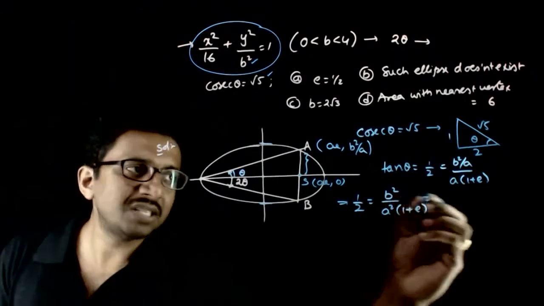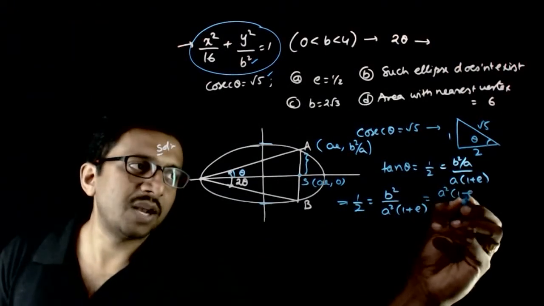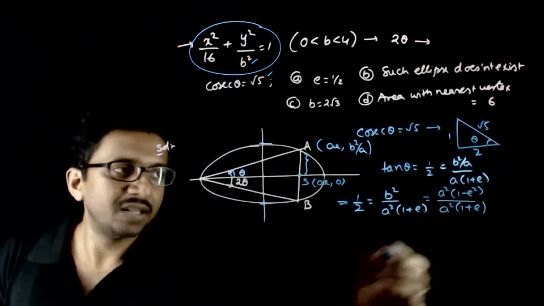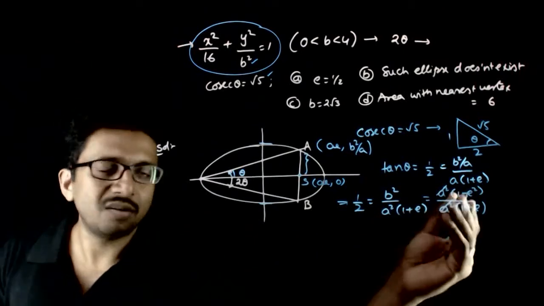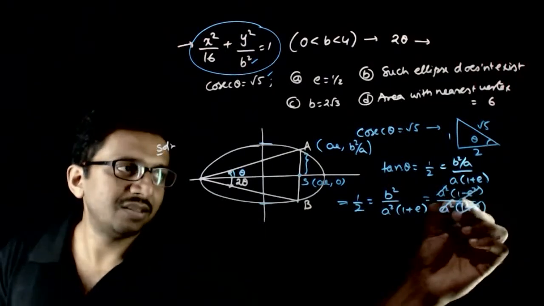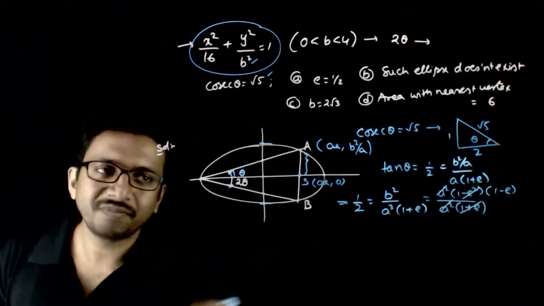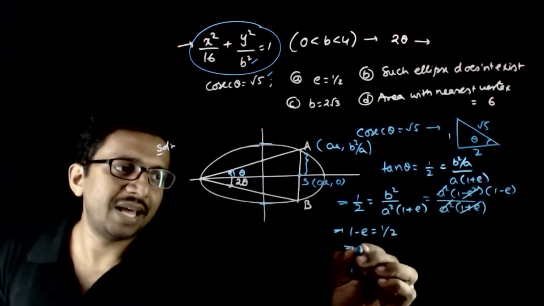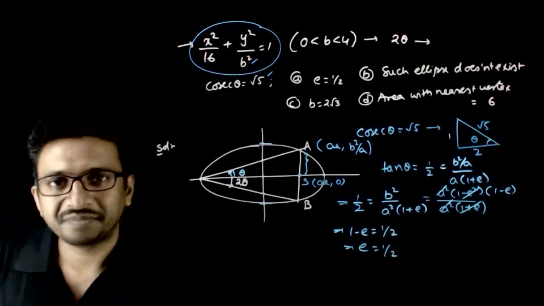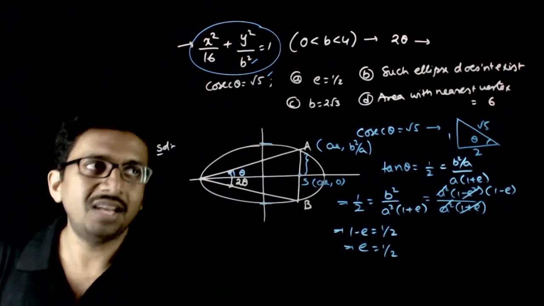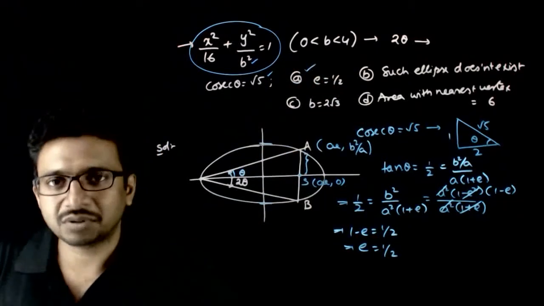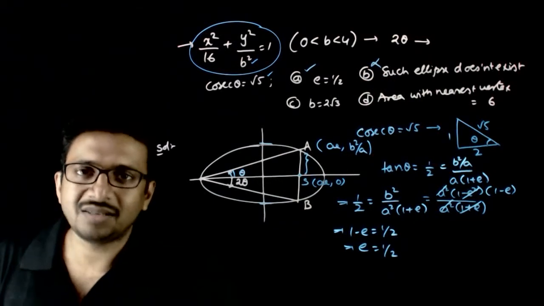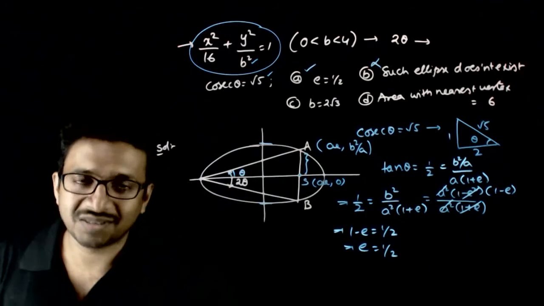And we know that b square is equal to a square times 1 minus e square, over a square times 1 plus e. So a square and a square get cancelled. 1 minus e square and 1 plus e get cancelled to leave 1 minus e. This implies 1 minus e is equal to half, so e is equal to half. That means the eccentricity of this ellipse has to be equal to half. So option A is right. So obviously option B is wrong, because there can exist an ellipse which satisfies this condition.